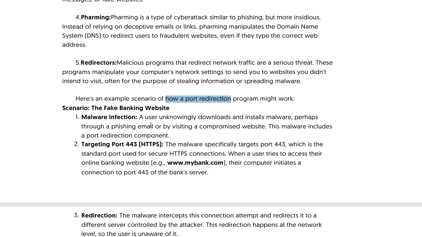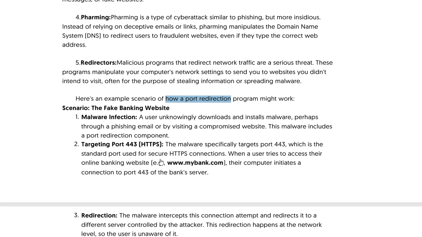So, malware infection: a user unknowingly downloads and installs the malware through a phishing attack. Next, they are targeting port 443, HTTPS. When I was discussing phishing, I told you about port numbers 80, 443 and 8080. Here the malware specifically targets port number 443, which is the standard port for HTTPS.